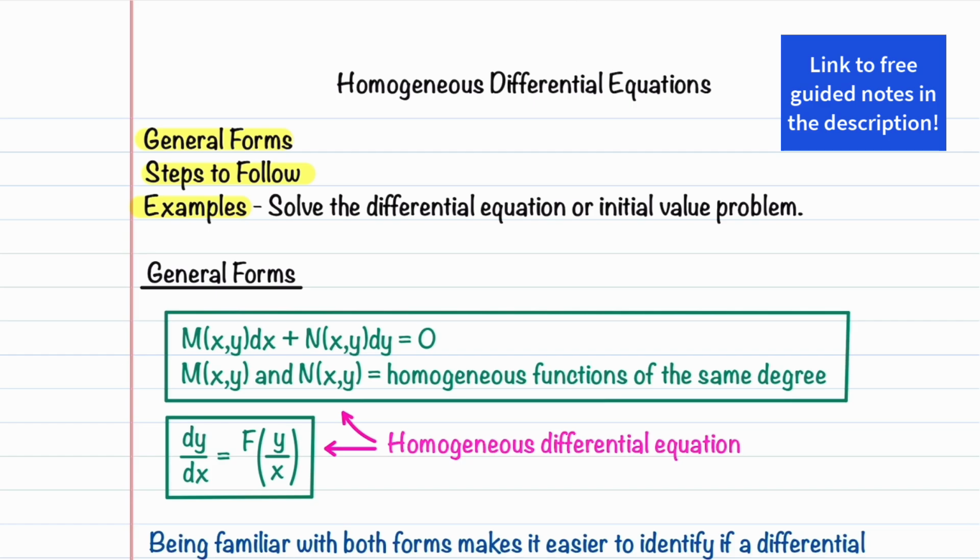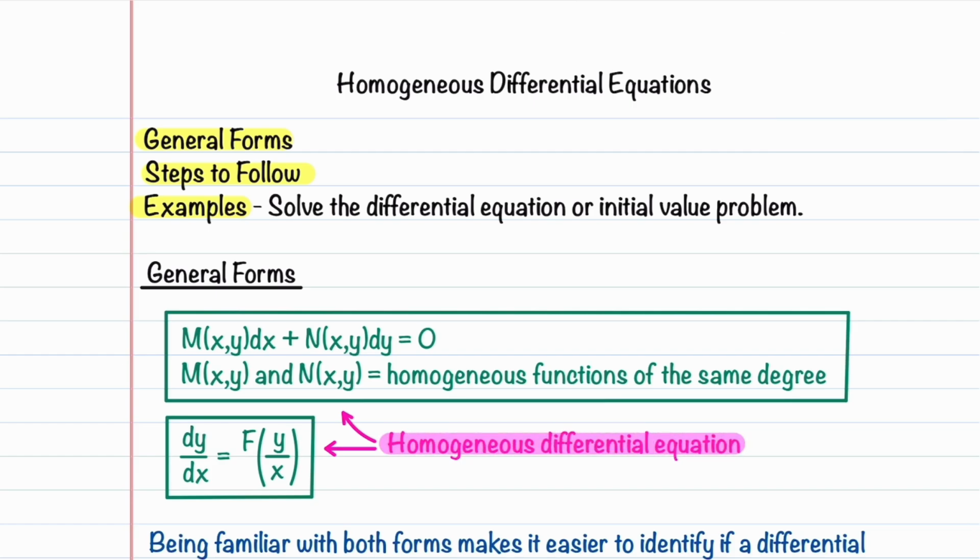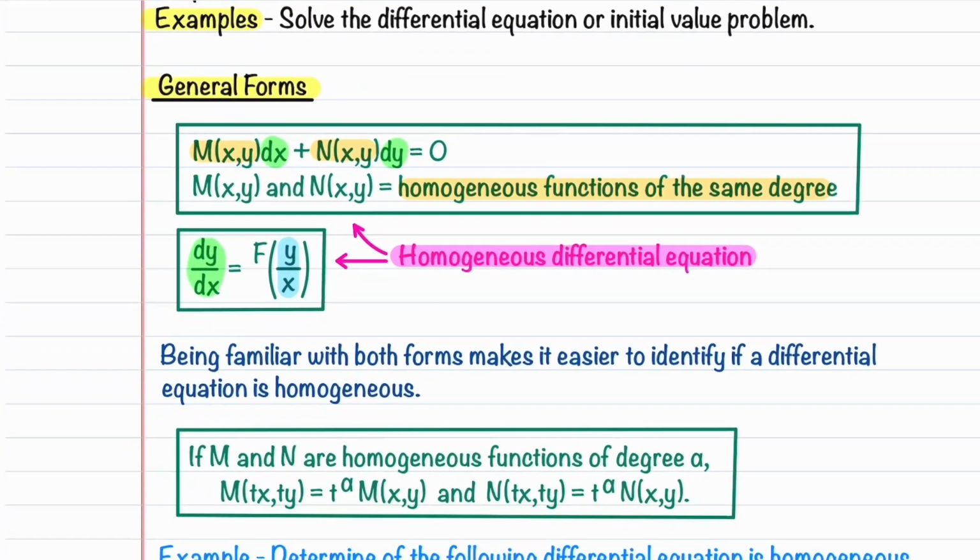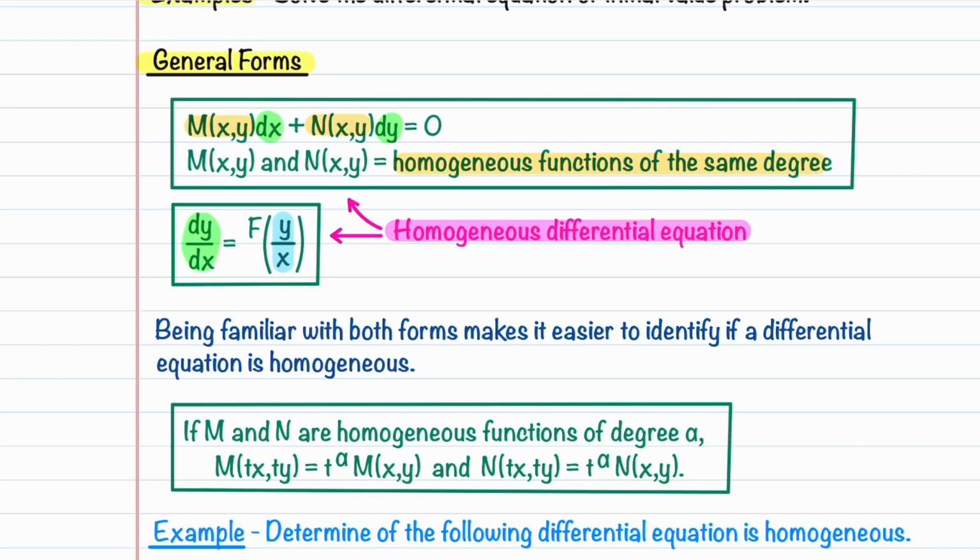Let's get started. A homogeneous differential equation can be written in two different ways. The first way is when dx and dy are written separately, and in this form, M and N are homogeneous functions of the same degree. The second way to write a homogeneous differential equation is when dy/dx is written as a function of y over x. Being familiar with both forms makes it easier to identify if a differential equation is homogeneous.